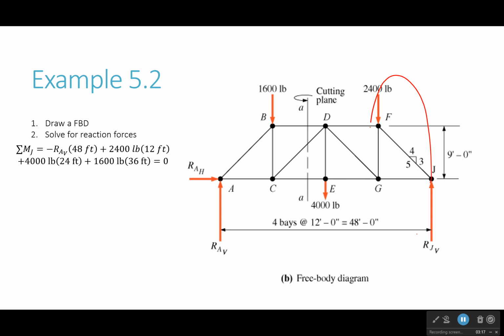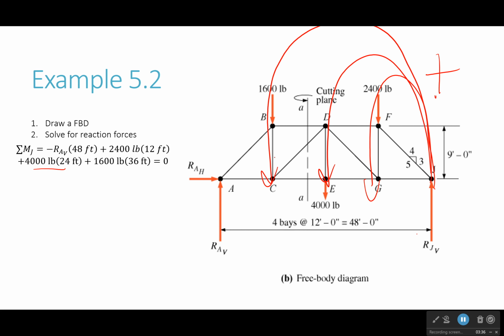So we have 2400, and that is going to be counterclockwise, which is good, so that's positive. And that will be times 12. We have 4000 times 24, also positive. We have 1600 times 36, also positive. And then we have finally our vertical force at A times 48, which will be negative. So all 3 of these are positive, the rest are negative. From that we get our vertical force is 3,800 pounds.